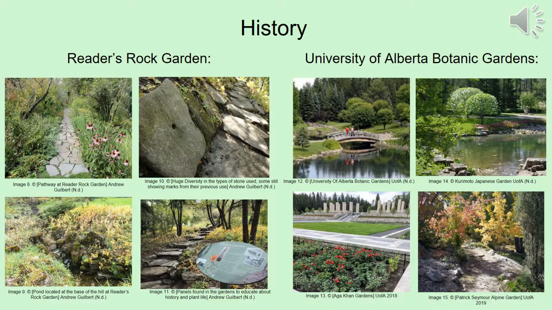Another historical garden to tell you about is the University of Alberta Botanical Gardens, constructed in 1959, and made up of a bunch of different themed gardens, including Aga Khan, Indigenous Gardens, an indoor tropical garden, the Kurimoto Japanese Garden, and an alpine garden. Both of these gardens are terrific examples of how, whether or not they knew what they were doing at the time, they were supporting biodiversity, pollinators, beneficial insects, and wildlife, and continue to do that to this day.